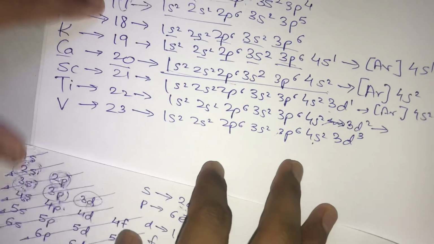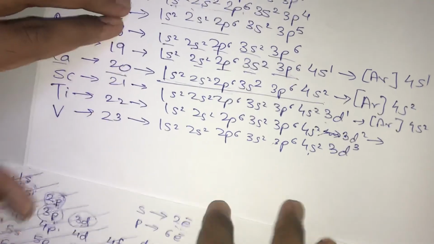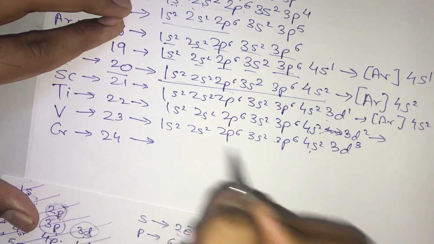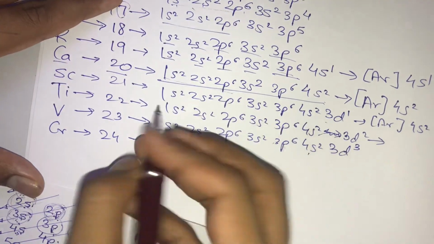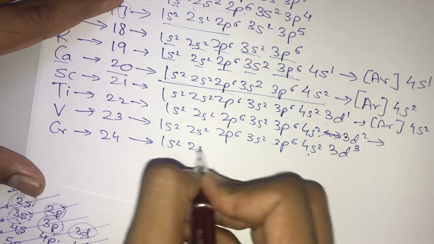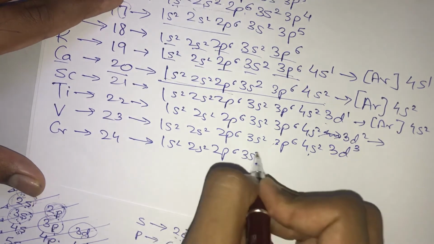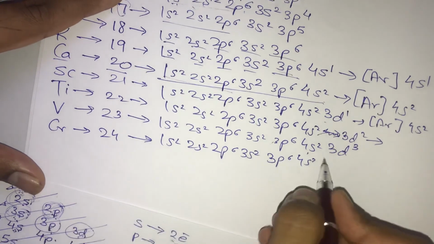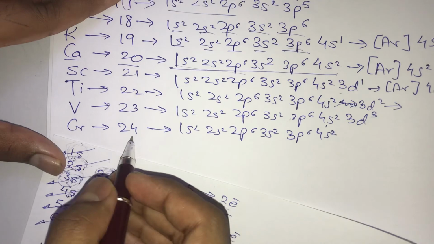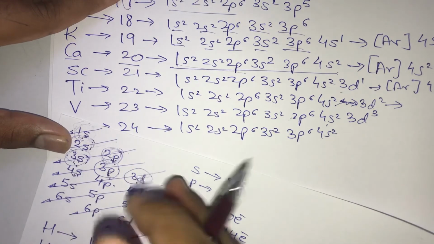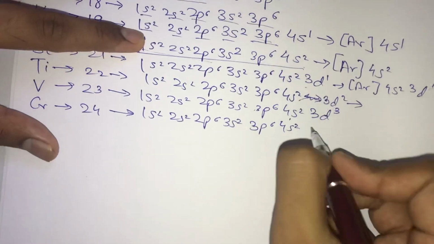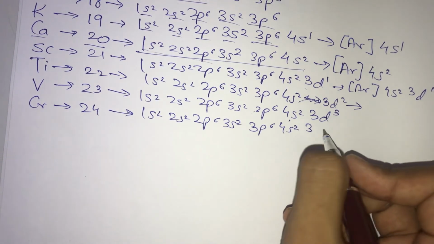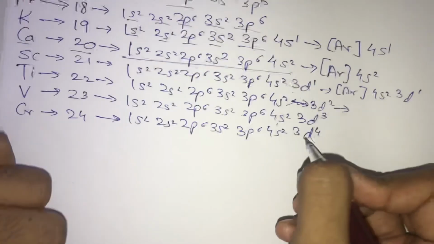So after vanadium comes your next one, that is nothing but chromium, Cr, 24. Now you are simply again going to copy till 20. So 1s2 2s2 2p6 3s2 3p6 4s2, and after 4s2 you have 4 more electrons to go. So after 4s comes the 3d. 3d can take a maximum of 10 electrons, but we have only 4 electrons left, therefore you are going to write 3d4.